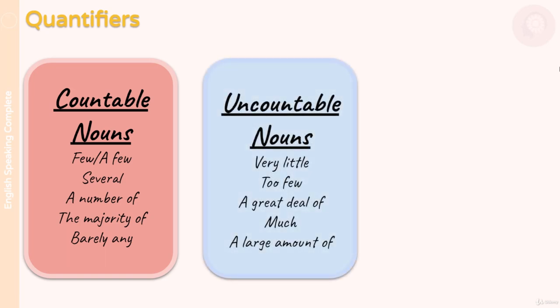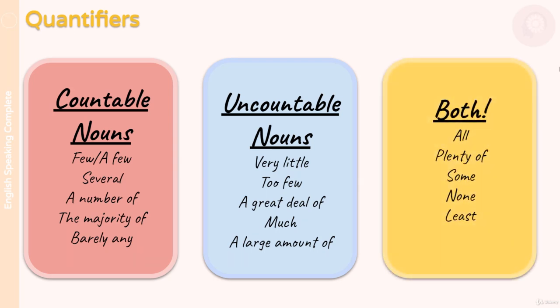We also have quantifiers for uncountable nouns. Very little, too few, a great deal, much, a large amount of. So if we can't really count the noun, there are some quantifiers we can use. Now there's one other group of quantifiers that we can use for both, either countable or uncountable. And these are phrases like all, plenty of, some, none, least.